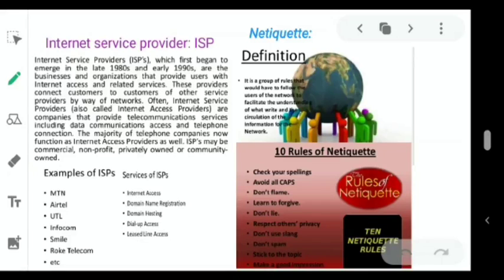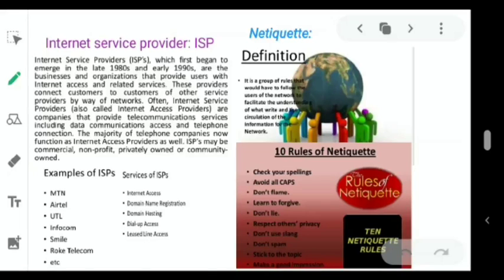Now coming to the next part, that is netiquette. Netiquette is a part of our email standards. The etiquette, or the rules to be followed by someone using the internet, are collectively called netiquette. While we are using the internet, we have to follow some rules and regulations. All these rules and regulations are collectively known as netiquette. Here I am showing you the 10 rules of netiquette.